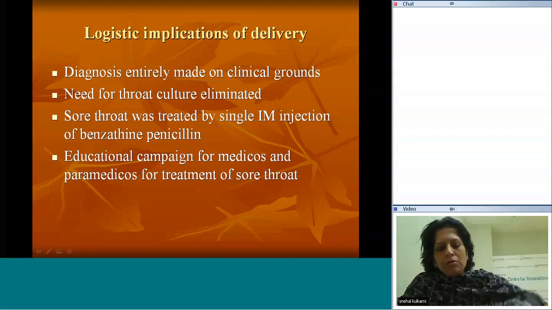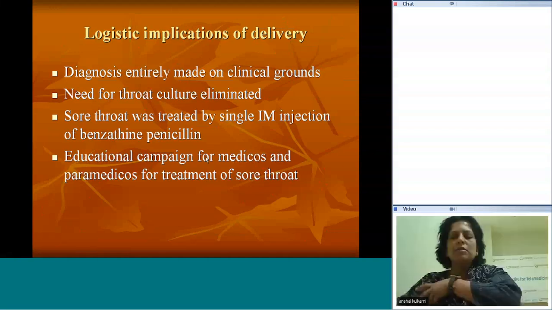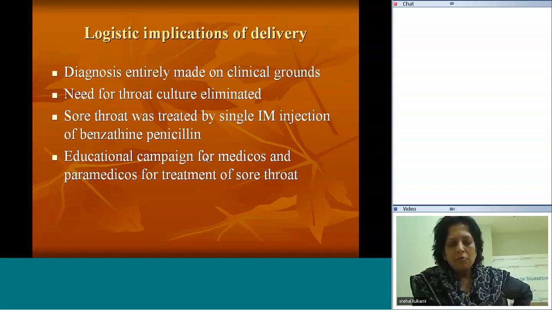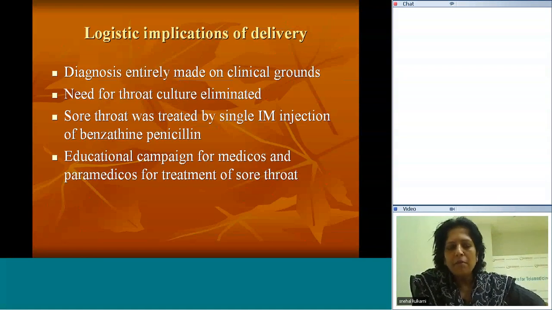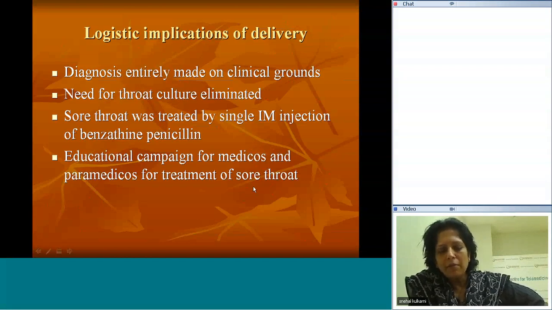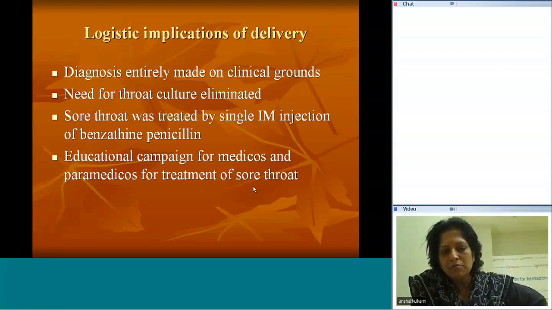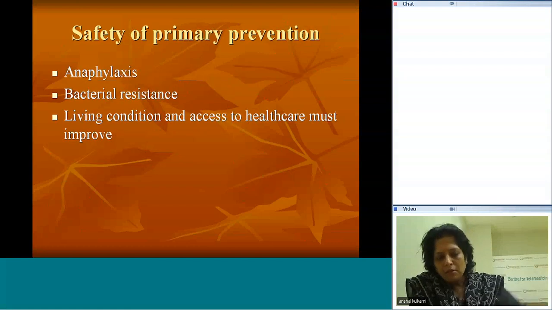So in these protocols, the need for throat culture is completely eliminated. If you clinically suspect throat infection or bacterial pharyngitis, do not go for microbial cultures, but just treat with a single intramuscular injection of penicillin. In this protocol, an educational campaign for doctors and paramedics on the treatment of sore throat is given much more importance than laboratory diagnosis of streptococcal infection.